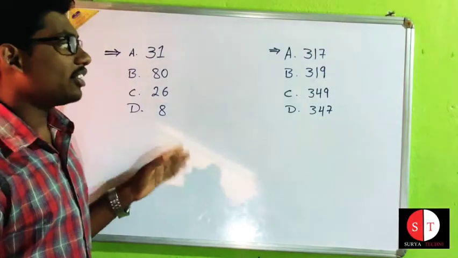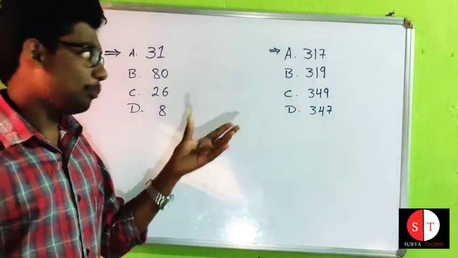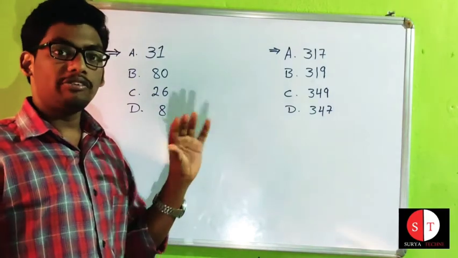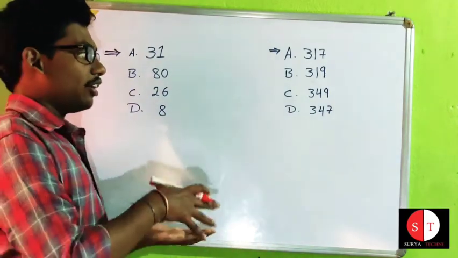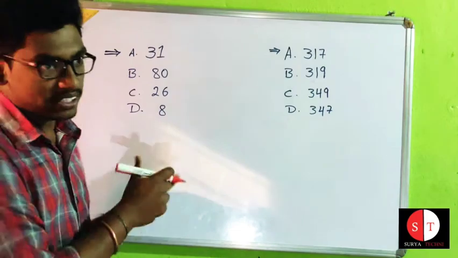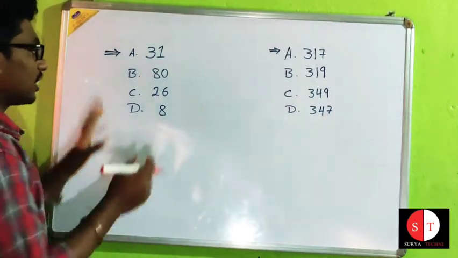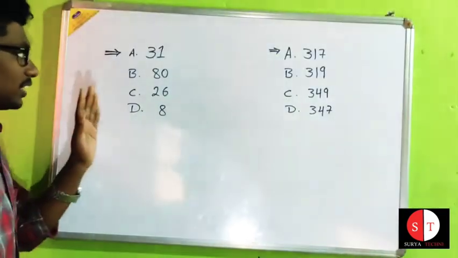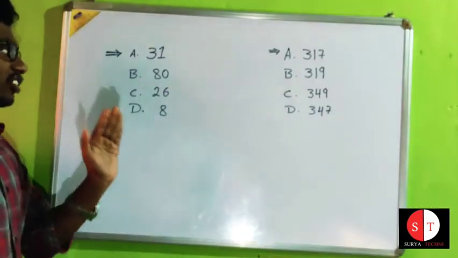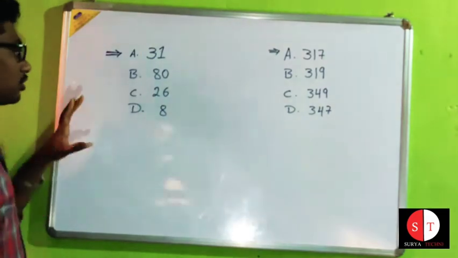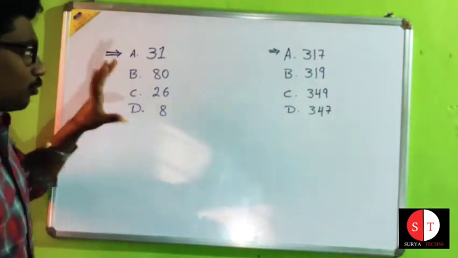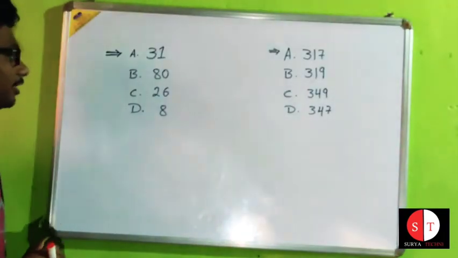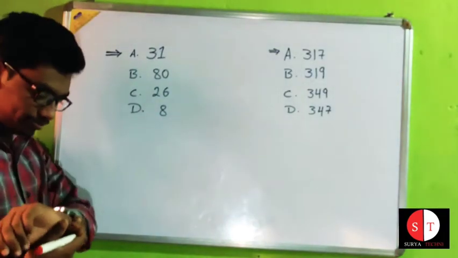Now we will discuss related numbers. In previous examinations, the same type of difference repeats, so we will discuss 10 to 12 problems in this video. Can you see this question? Option A is 31, option B is 80, option C is 26, option D is 8. What is the odd number? Can you calculate? Take your time.